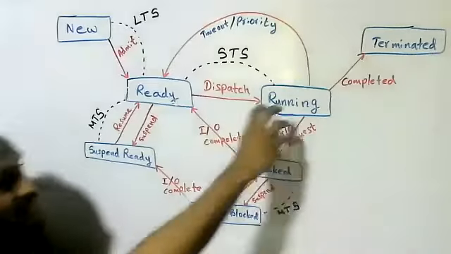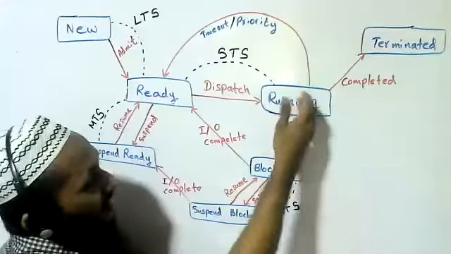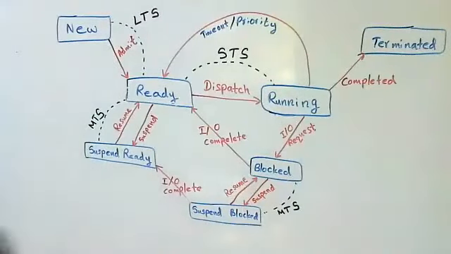I'm asking about a process in the running state going to terminated, or running state to blocked state. Why is there no scheduler? What's the reason? Do you have any idea?